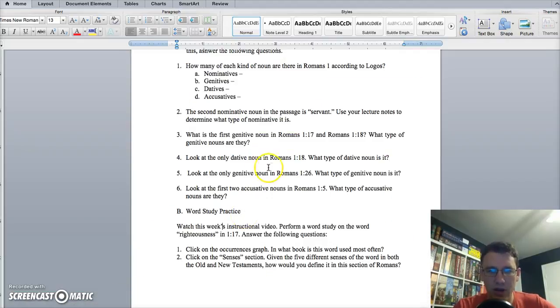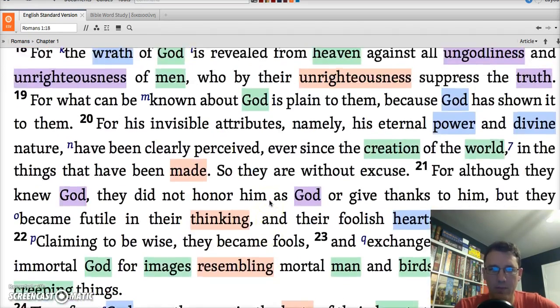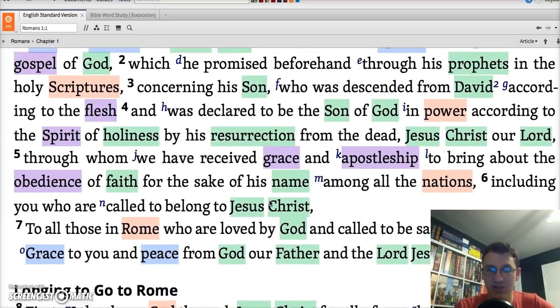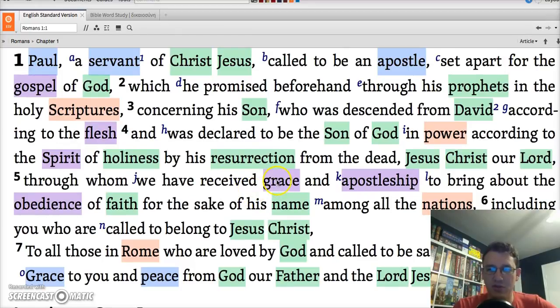All right, jumping into the next question, look at the two accusative nouns in Romans 1:5. What type of accusative nouns are they? Now, this is a bit of a trick question, because I told you when you see two accusatives right next to each other that they're going to be a double accusative. These two accusatives are not right next to each other. They are separated with an "and."